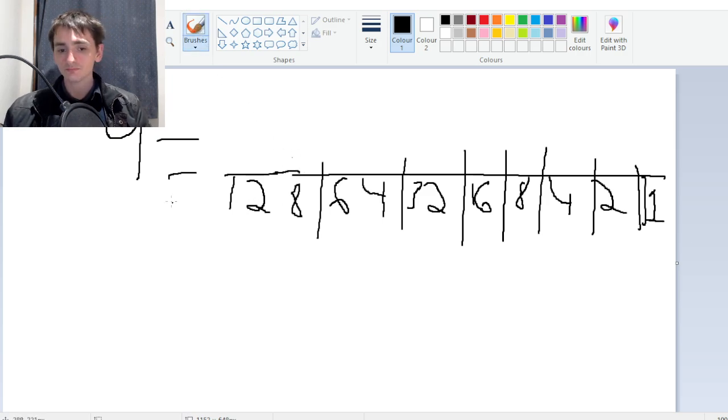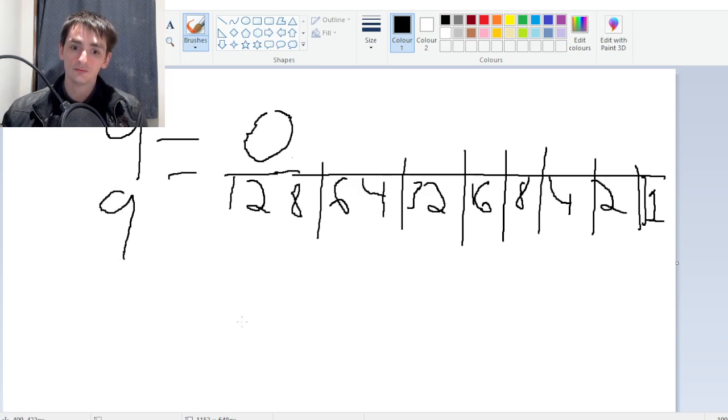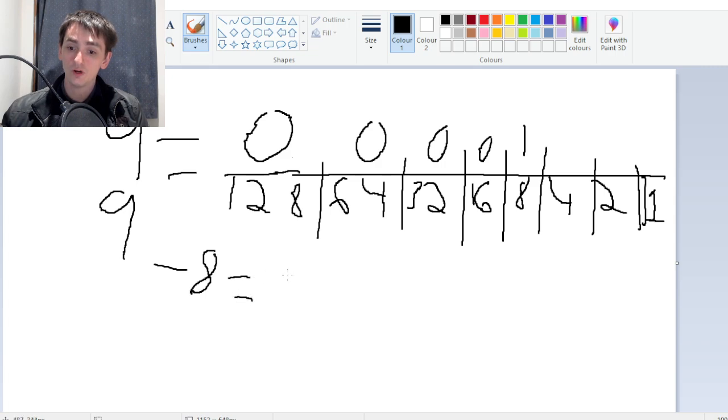There we go. So we want to convert this decimal number 9 into binary, basically our zeros and ones. So how many 9s go into 128? None. So we go with 0. I'll put a little 9 down here for you. There you go. Makes it look nice. How many 9s go into 64? 0. How many 9s go into 32? 0. How many 9s go into 16? 0. How many 9s go into 8? 1. That leaves us with 9 minus 8 equals 1.